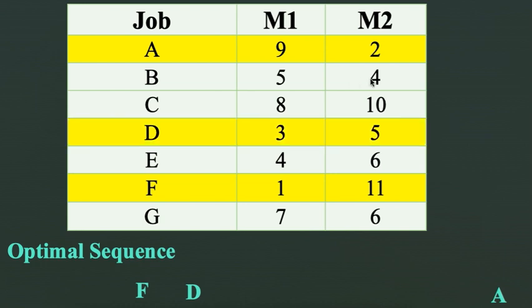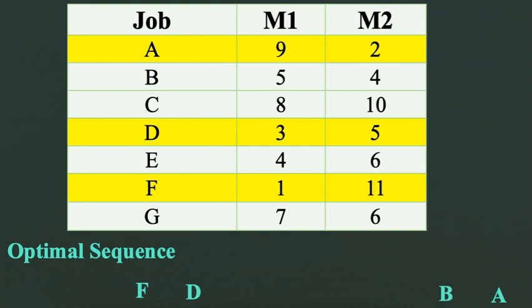Now if we see next, the smallest processing time here is 4 on machine 2 for job B. So what we are going to do, we are going to schedule it before A from the end of the sequence or from the right side of the sequence, right? So it will be like this, right?